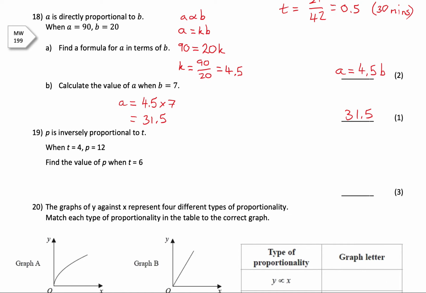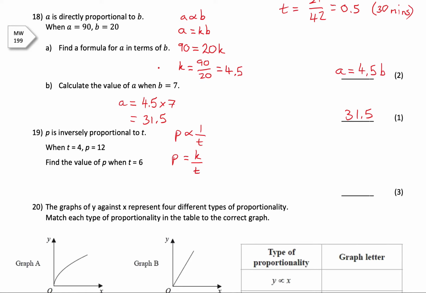Okay, we've got another of those style of questions here. So P is inversely proportional to T. The difference with inverse proportion is that we write 1 over. That's really it, to be honest. We then change that proportion symbol to an equals K, and we can put the K in place of the 1.